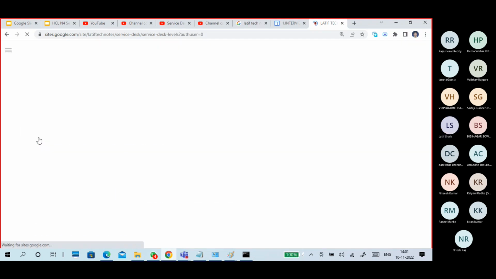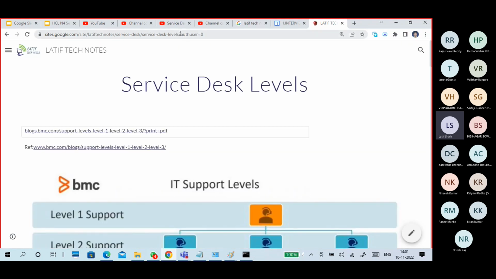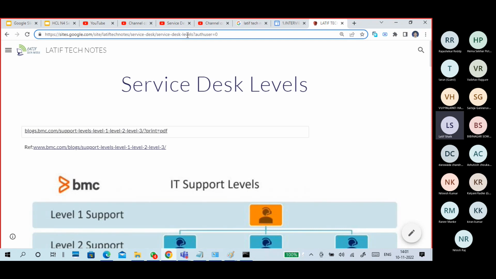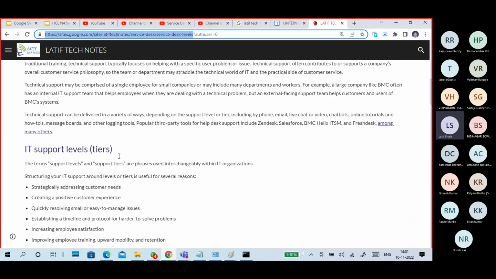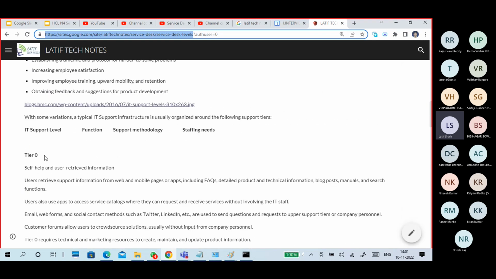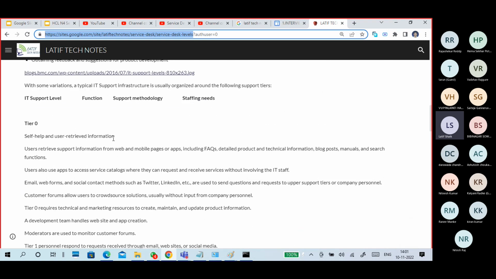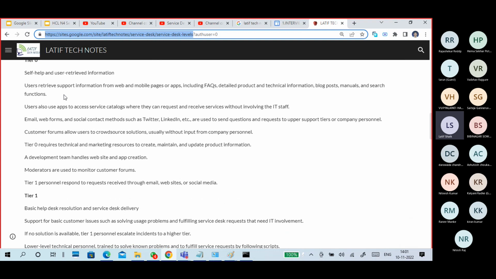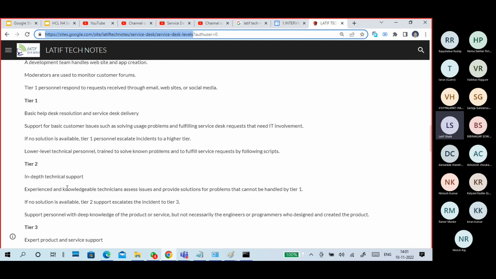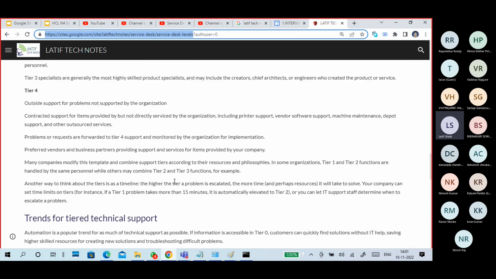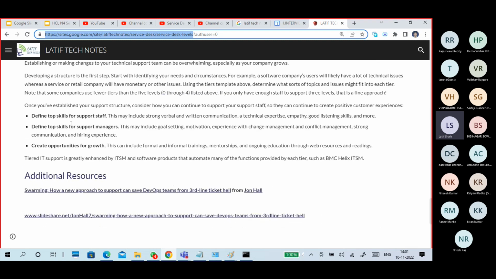See, what are the service desk levels? This is tier-wise support: tier 1, tier 2, tier 3 like this. Tier 0 is self-help, where users retrieve information. What is tier 1? What is tier 2? What is tier 3? Tier 4? You can see some other information here and some links are also given.